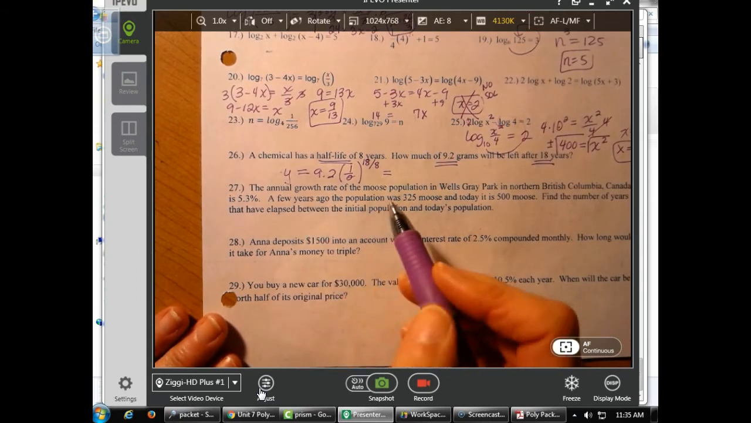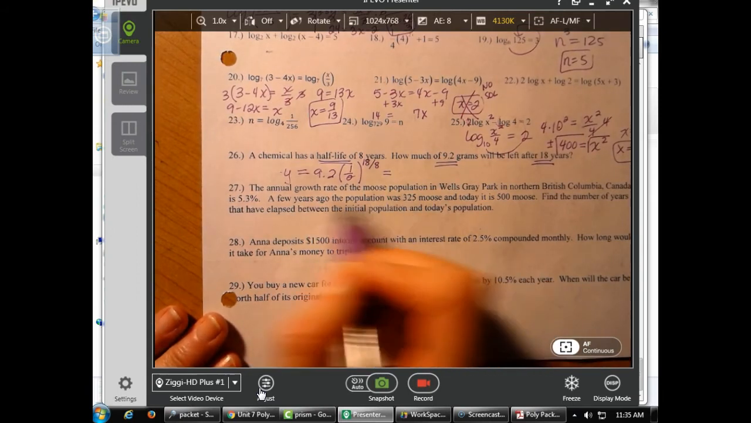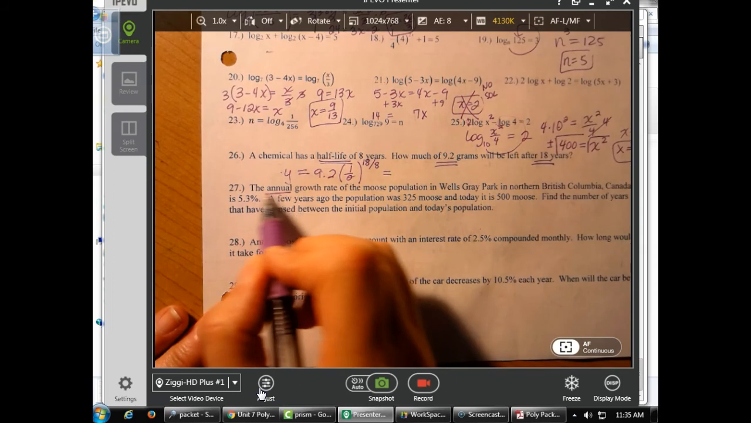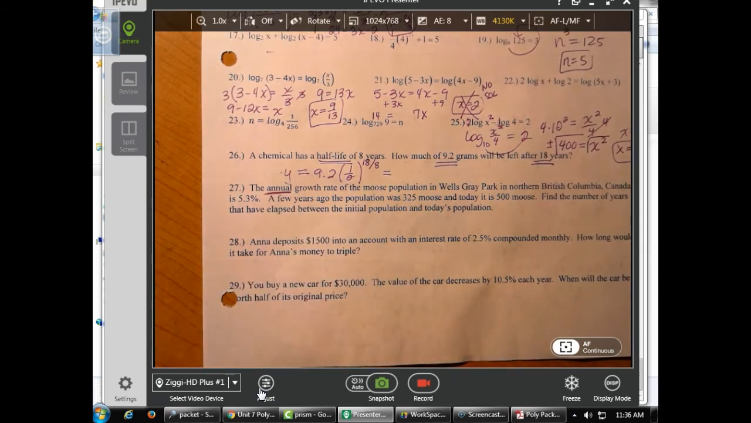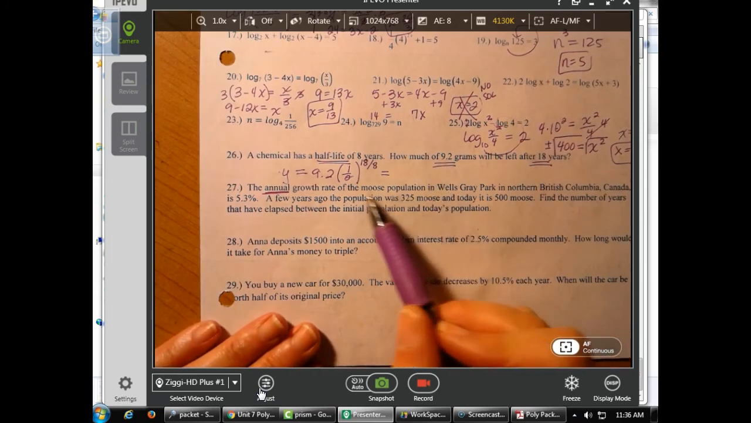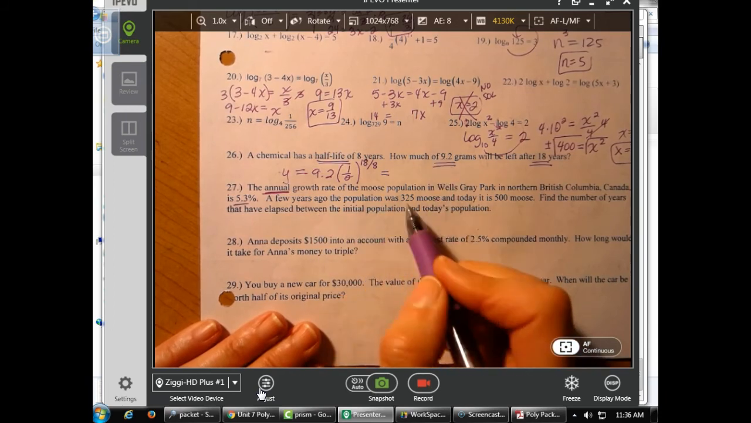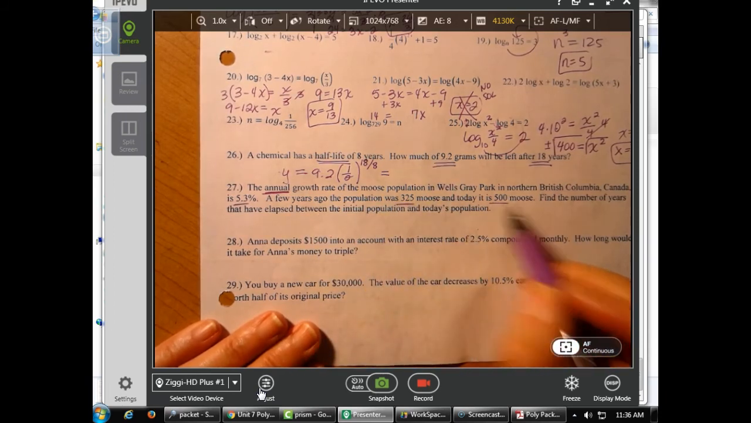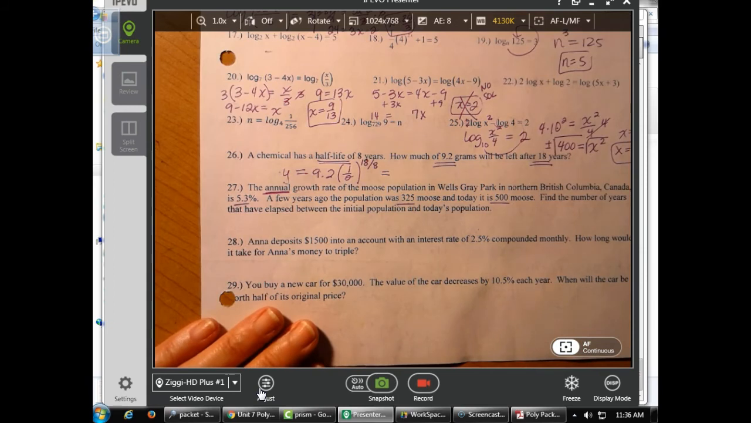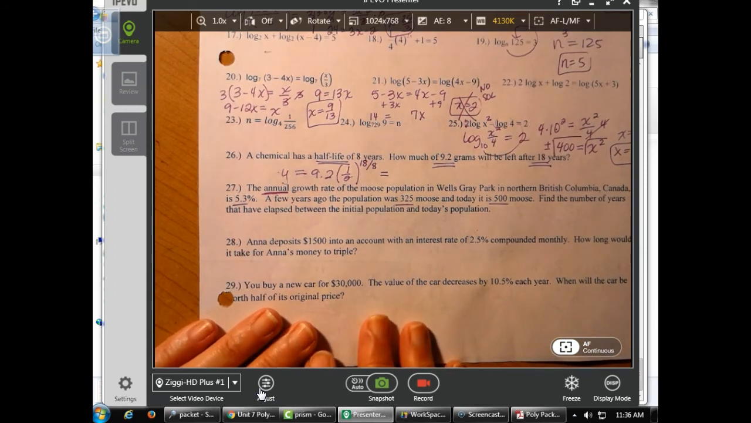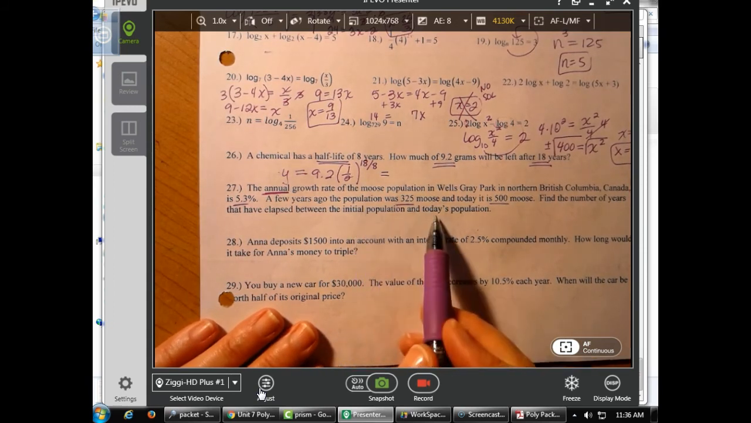27, the annual growth rate of a moose population. And the word annual right here does not mean this is a compound problem. You must see the word compound for it to be a compound problem. So the growth rate is 5.3. A few years ago, the population was 325, and today it's 500. Find the number of years that have elapsed between the initial population and today's population.